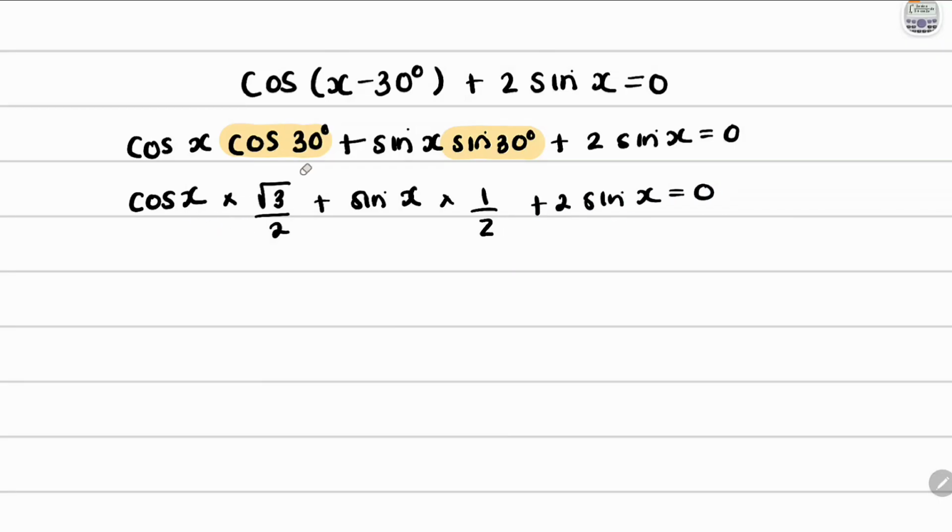Because they are multiplying, you might as well put this as the coefficient. So we can rewrite that as root 3 cos x over 2, that root 3 over 2. And with this one, you can say sine x times 1, which is just sine x over 2. So we're going to say sine x over 2.